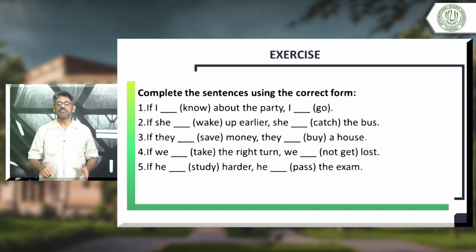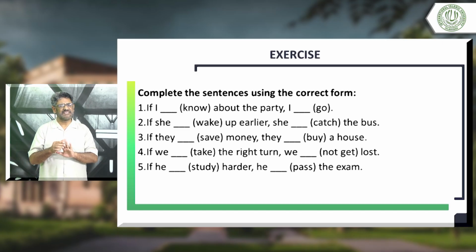If I had known about the party, then I go, will go, would go, what? Would have gone. If I had known about the party, I would have gone. Third, if she, yes, had woken up earlier, then she would have caught the bus. This means she did not wake up early and she couldn't catch the bus. Over.